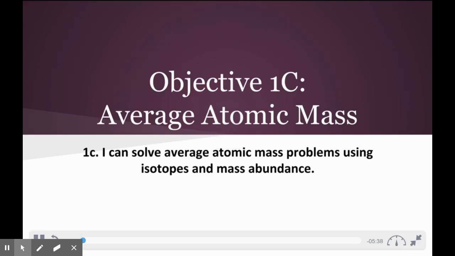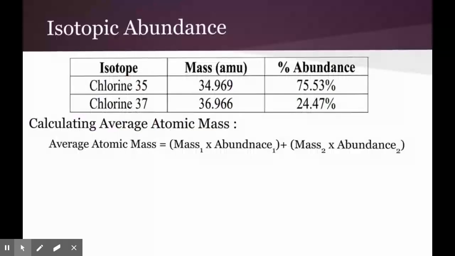Hello, this is Mrs. Decker, and this is Objective 1C on solving average atomic mass problems using isotopes and mass abundance. In a previous lesson, we talked a little bit about the atomic masses on the periodic tables and why they're decimals. That's because we take the percent abundance of all of the different isotopes in nature and use those to calculate the average atomic mass, which is what is put on the periodic table. Today we're going to learn how to calculate those average atomic masses.